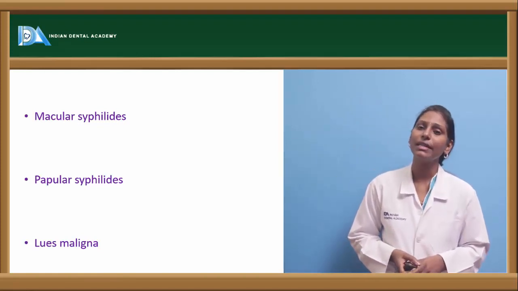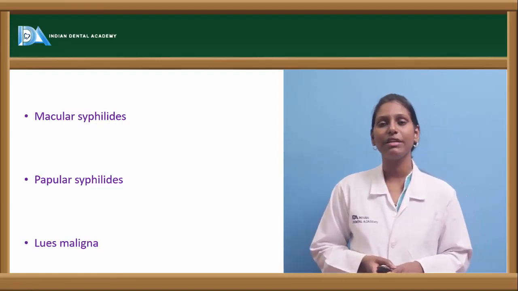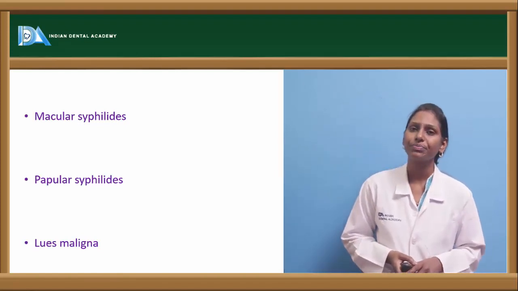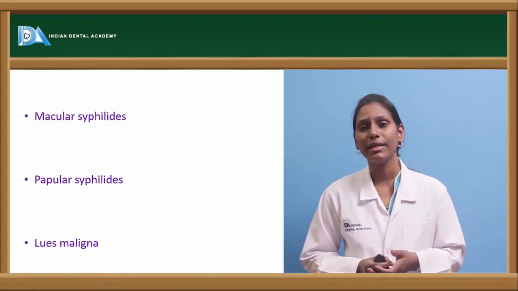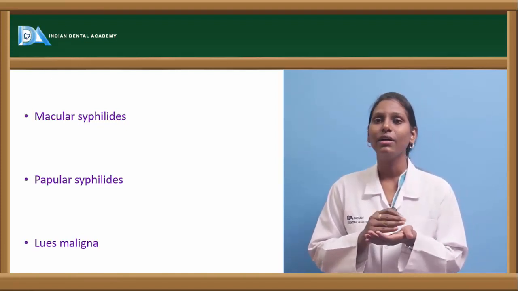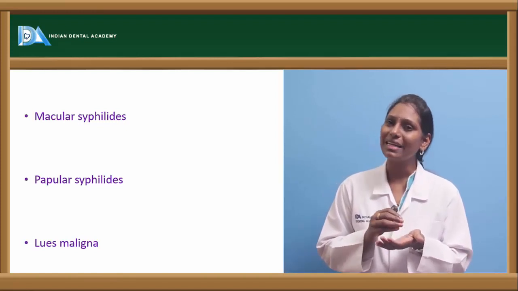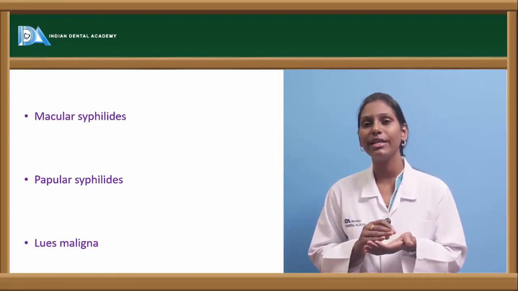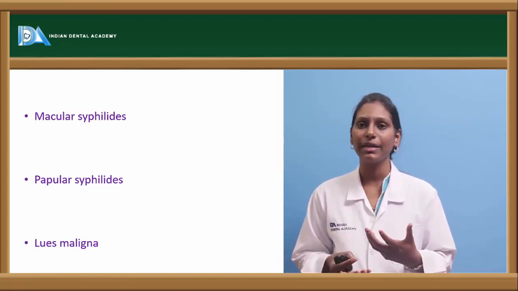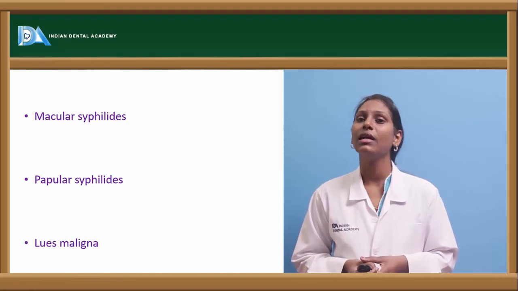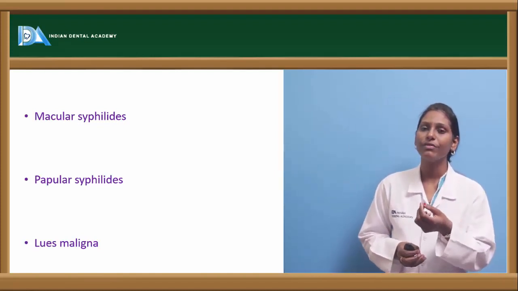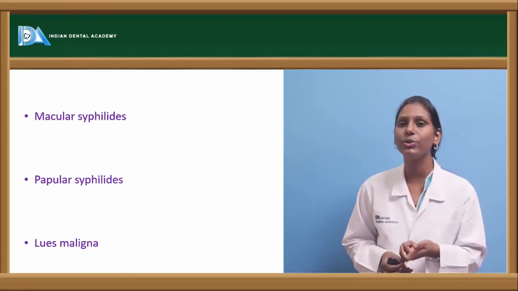We also have other clinical manifestations like macular syphilitis and papular syphilitis. Macular syphilitis is where the syphilitic lesions are usually macular, with multiple flat or slightly raised discolored lesions seen most commonly on the palate. Macular syphilitis is most commonly encountered, whereas papular syphilitis is less commonly encountered. In papular syphilitis, we see small papules which turn into firm nodule-like lesions.